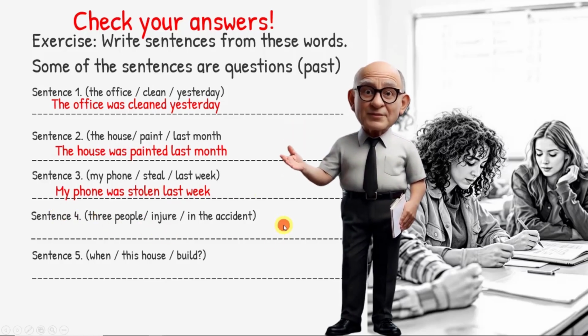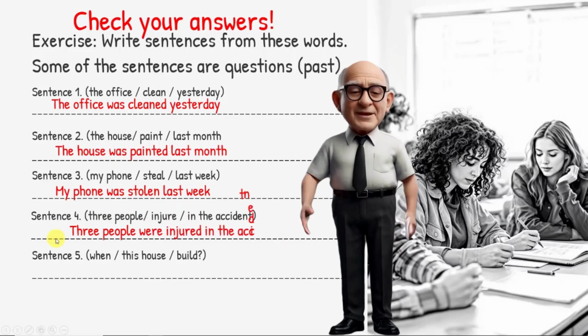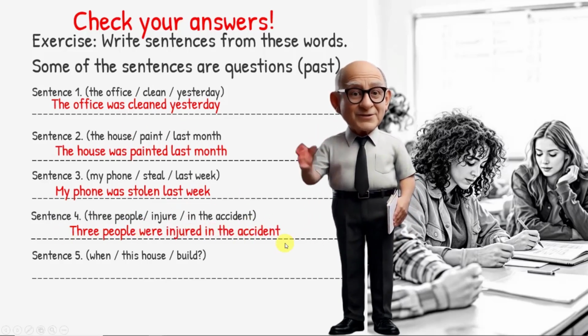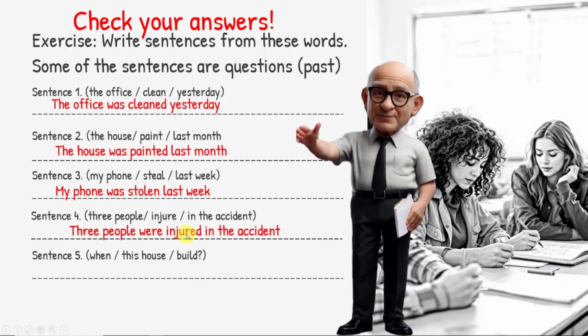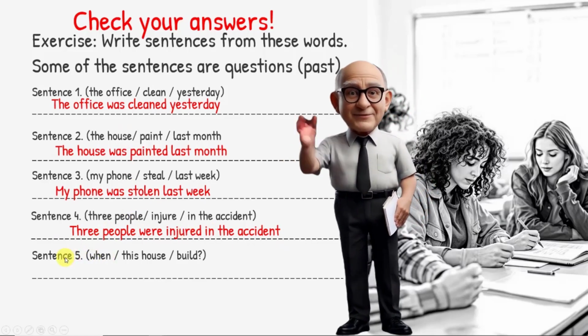Sentence number 4. Three people were injured in the accident. Pretty simple. If you could do those over there, you'll be able to do this one as well. And now let's go and have a look at sentence number 5.